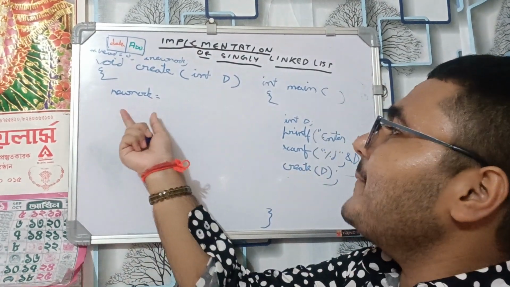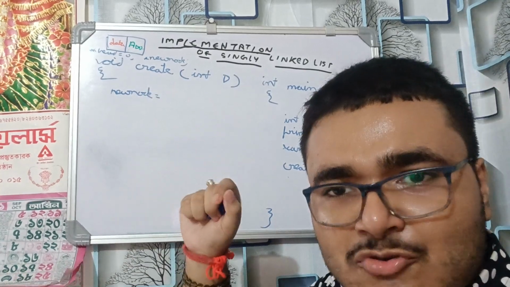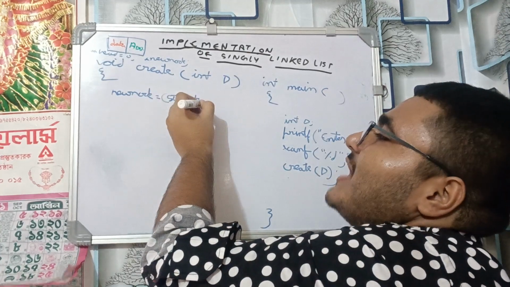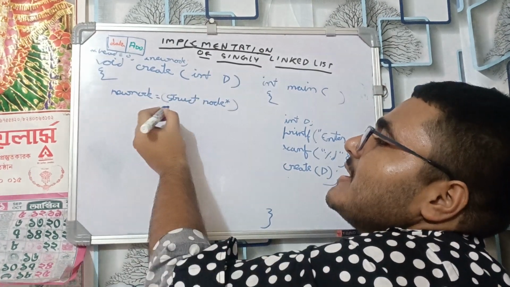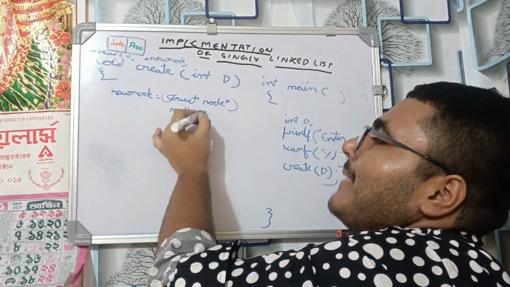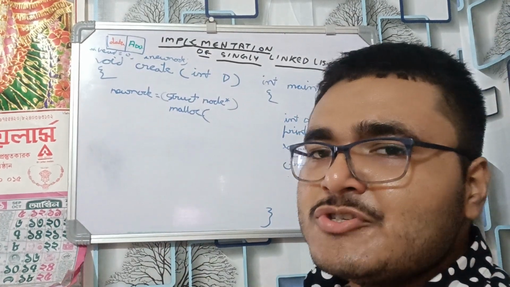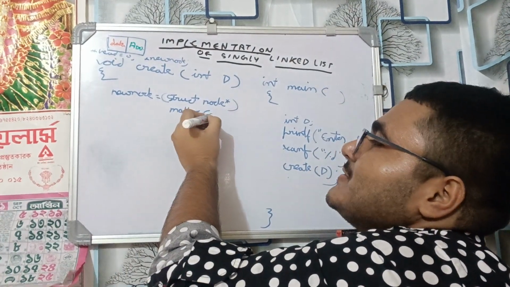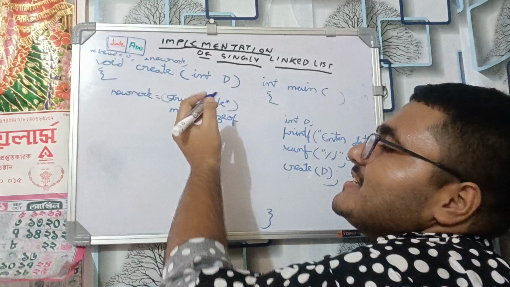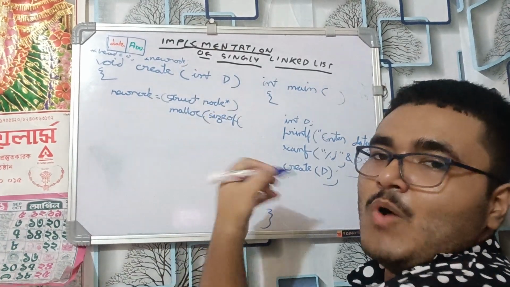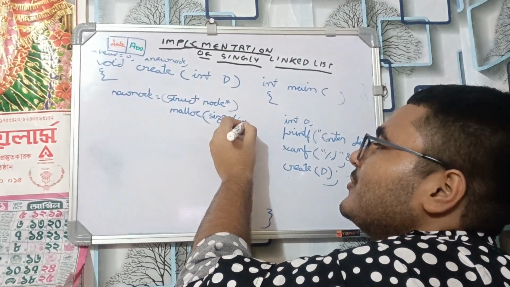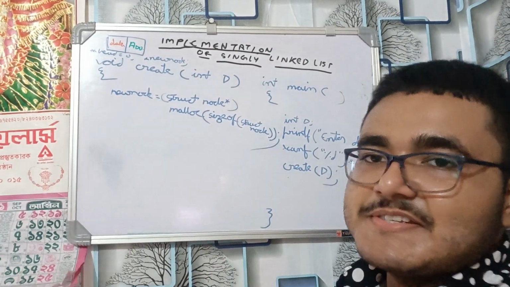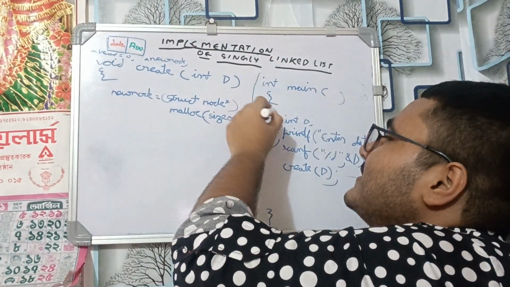So what is the data type of my pointer? New node, struct node, right? So I am typecasting it to struct node asterisk malloc, and I am just creating one node. So 1 into size of struct node. If you do not write 1 into, it will still work, of course, 1 into means there can be nothing also. So just size of what? The data type only, that is struct node, right? So this is how we do the dynamic allocation part.